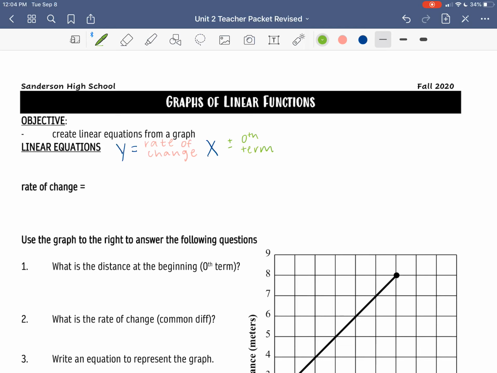So if you're thinking to yourself right now, this looks really familiar, it's because it should. This is the exact same as the explicit equations of arithmetic sequences. So these concepts do overlap. They should feel pretty similar. Rate of change is the same concept, same idea as the common difference. But we're going to expand it just a little bit.